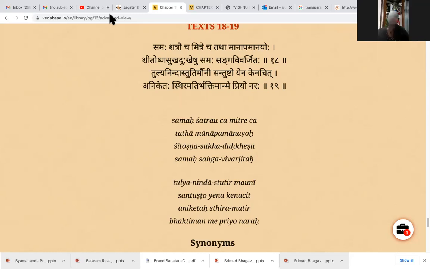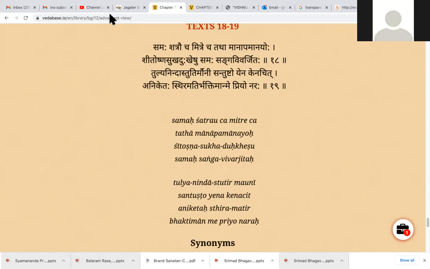Okay. Would any of the devotees like to give this a try? Number 19. Can I try, Shruti ji? Yes, Mataji, yes, of course. Yes, please. Tulya ninda stutir mauni. Santushto yena kenachit. Aniketa sthiramatir. Bhaktiman me priyo narah. Very nice, except for the word sthira.